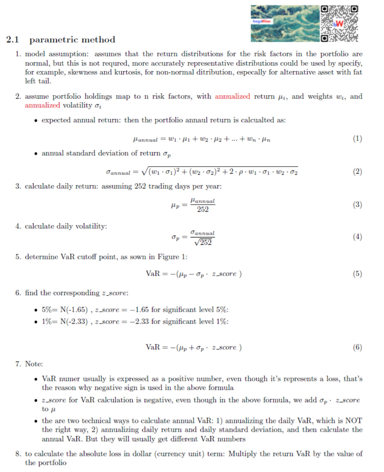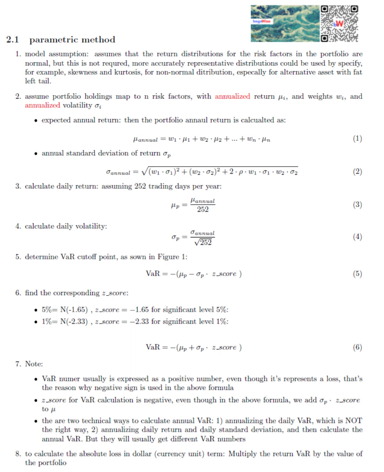There are two technical ways to calculate annual VaR: annualizing the daily VaR, not the preferred method, and annualizing daily return and daily standard deviation, then calculating the annual VaR, the preferred method. These two methods will usually give different VaR numbers. Step 9. Calculate absolute loss in dollar terms.